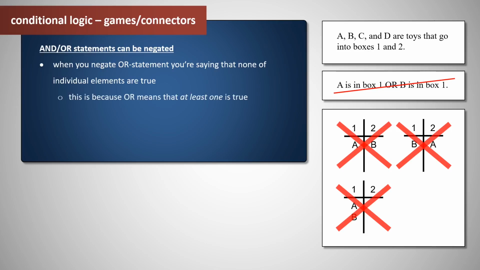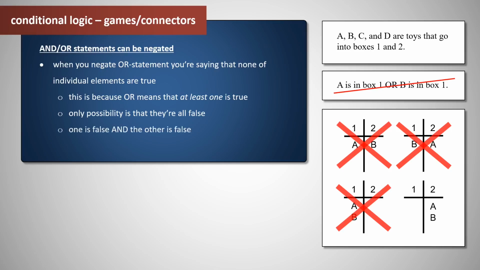And this is because, once again, or means that at least one is true. So it's at least one on the left, one on the right, flipped, that's flipped, or they're both on the left. So the only possibility, if it's not true that A is in 1 or B is in 1, is that neither of them is in 1. They're both in 2. Okay?